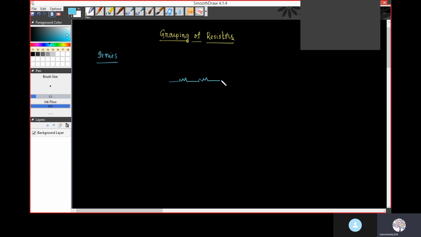Here we draw three resistors connected to a battery. This is positive, this is negative. This resistance is R1, this resistance is R2, this resistance is R3.